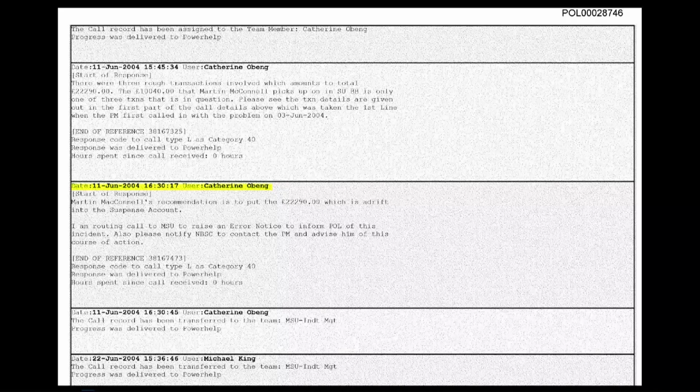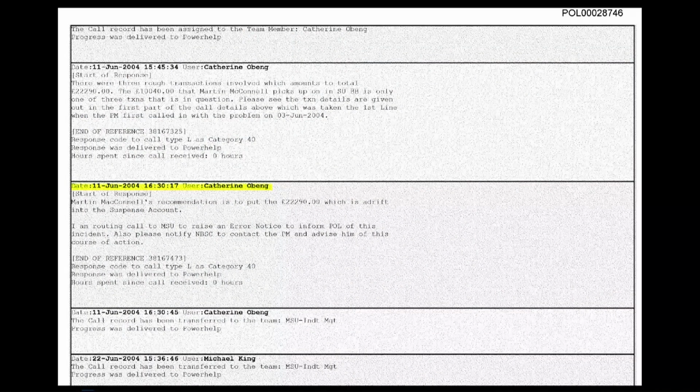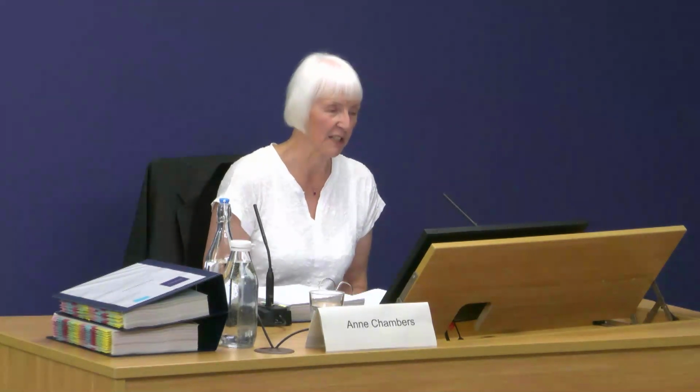Did the NBSC have access to this peak? Hang on, the postmaster already knew about the incident because he'd raised the call in the first place. Yes. Sorry, to inform Pol of this incident. Please notify the NBSC to contact the postmaster and advise him of this course of action. Did the NBSC have access to this peak so that they could say to the sub-postmaster, don't worry, it's not you, there's a bug? I don't know. And I don't know what the second or first line support who would have notified the NBSC would have passed through to the postmaster.